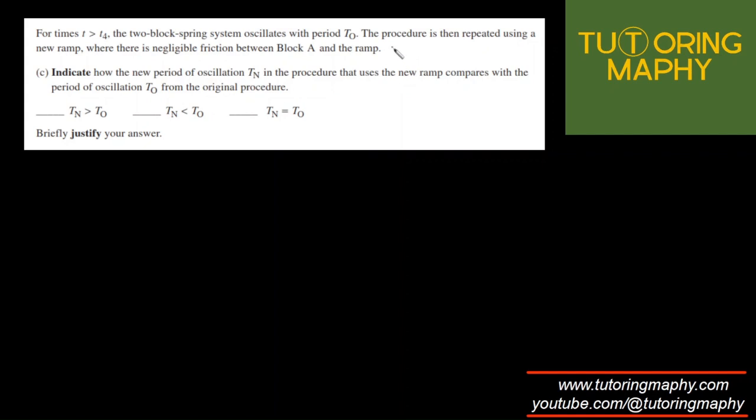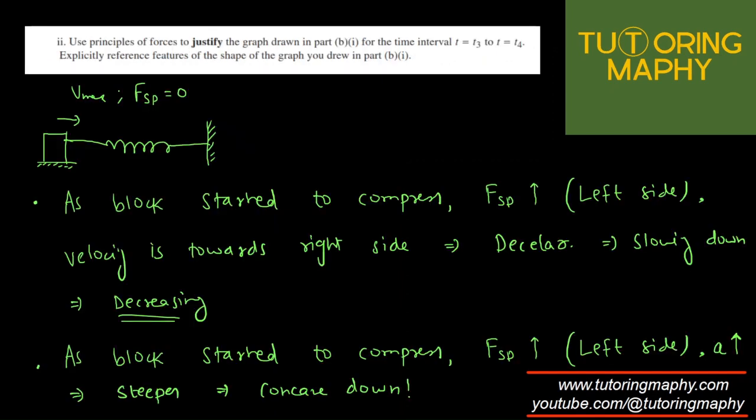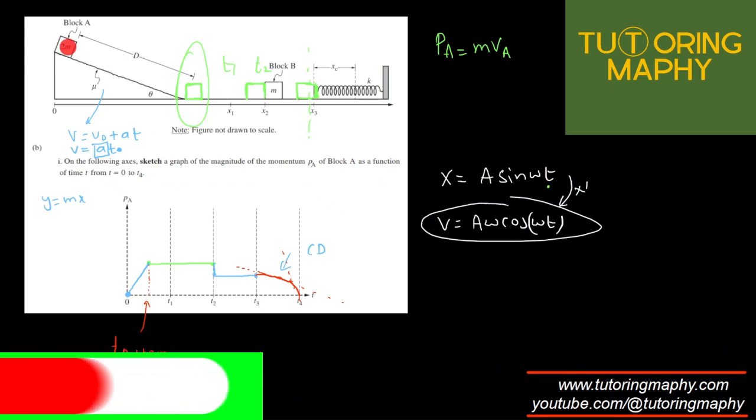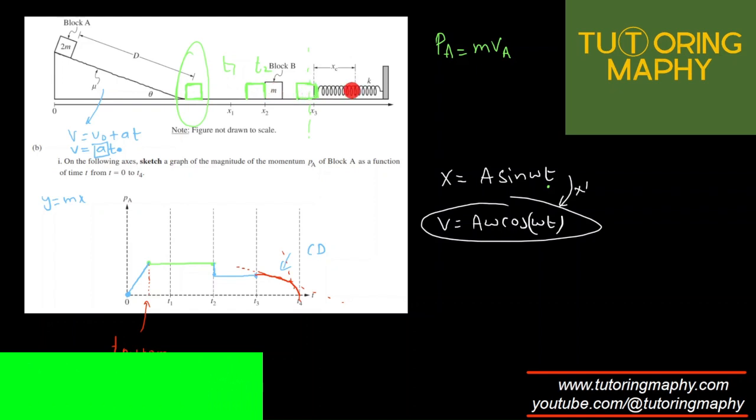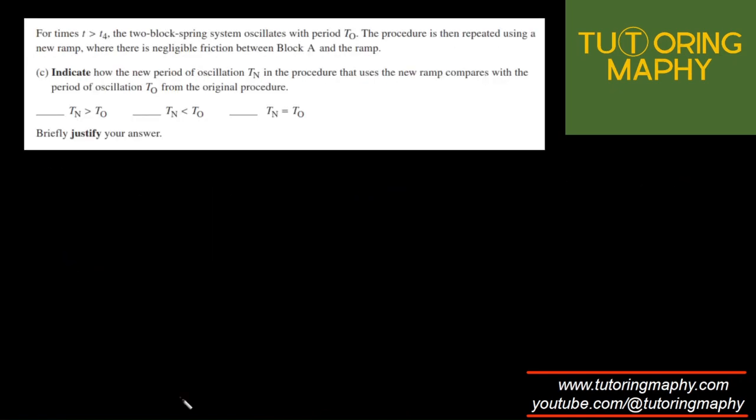So what they said is the procedure is repeated using a new ramp where there's negligible friction between block A and the ramp. So the energy is entirely conserved. If energy is conserved and there is no friction, obviously there is going to be more speed, and everything is going to be more. First off, what is the equation of the time period? The time period is given by 2 pi square root of m over k.